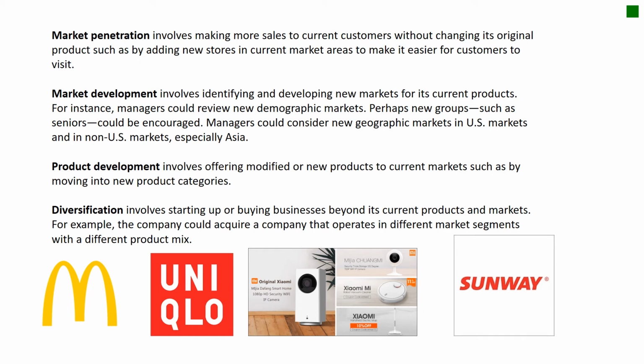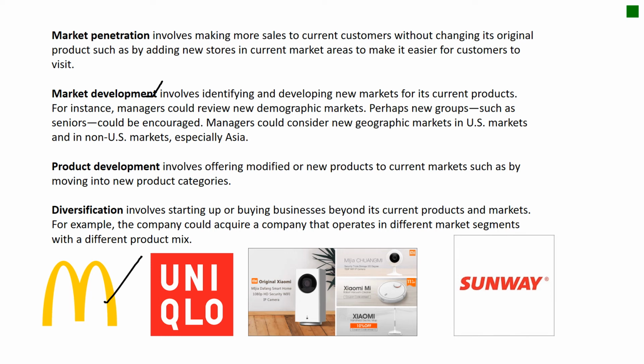This is a definition for each. For market penetration, again, it involves making more sales to current customers without changing its original products, such as by adding new stores in current market areas to make it easier for customers to visit. And the best example here is McDonald's, by opening up more stores in different places to make more sales.